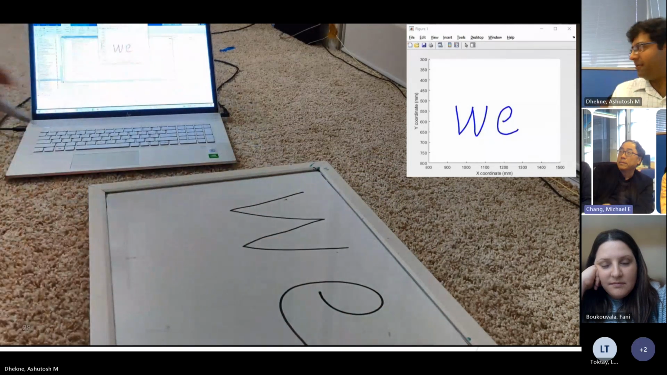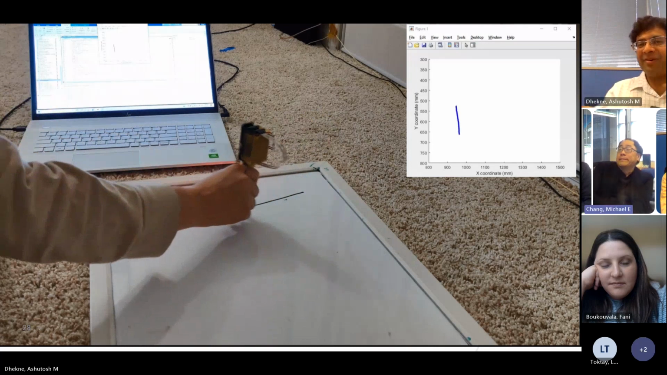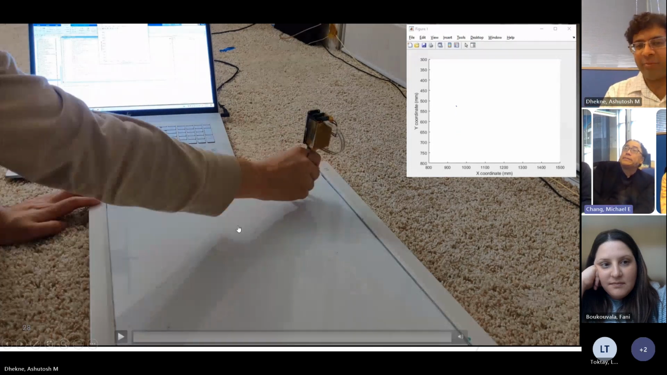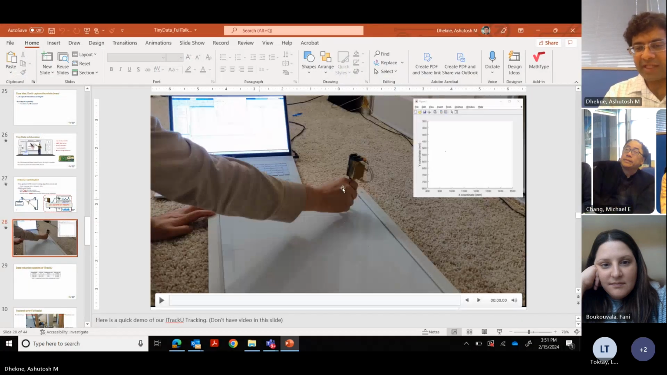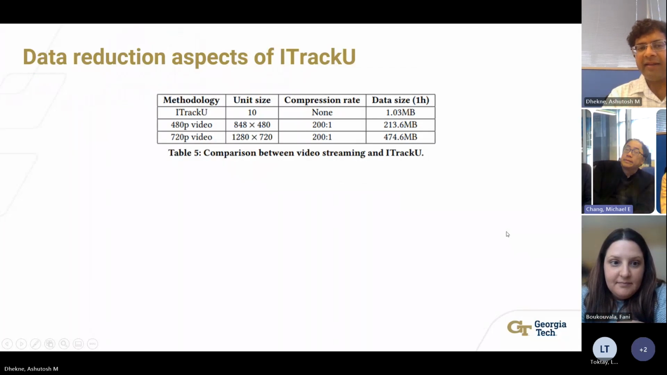We were still restricted doing all these experiments in the student's home, in a limited space, and therefore the whiteboard is actually very small, sitting directly on the floor. Sorry, I just wanted to go to the slide. And here is where we are from a data perspective.